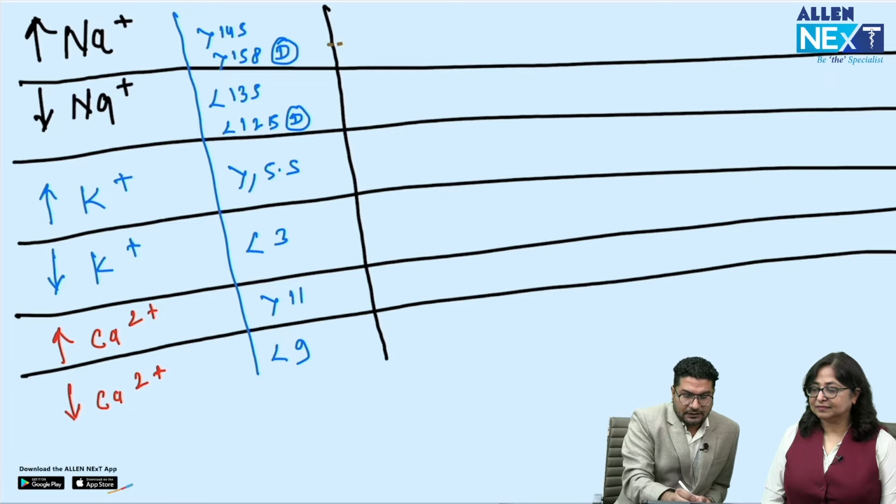I just want to simplify this. How is B12 absorption occurring? B12 generally we get from non-veg food. This B12 will now bind with R binders. These R binders are in the saliva. So we will get the B12 R binder complex.